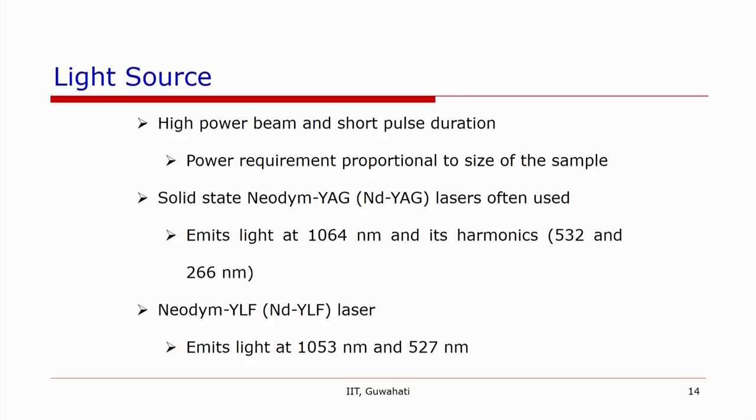Now, the lasers should have a high power beam and short pulse duration. The power requirement is proportional to the size of the sample: the larger the size, the more power is required. Now, the two most often used lasers are the neodymium YAG laser and the neodymium YLF laser. The Nd YAG laser emits light at 1064 nanometers and its harmonics, 532 nanometers and 266 nanometers. Generally, it is 532 nanometers that is used in applications. Similarly, Nd YLF emits light at 1053 nanometer and 526 or 527 nanometer, and it is the 527 nanometer which is used in PIV applications.